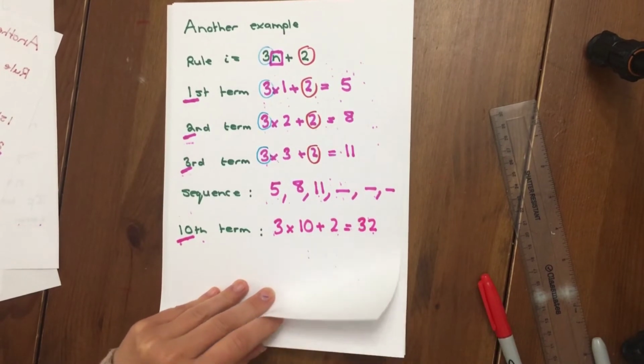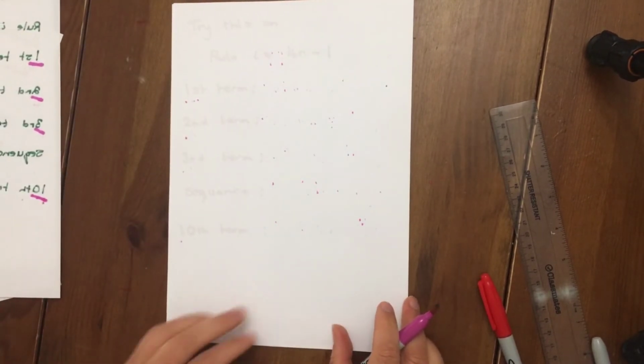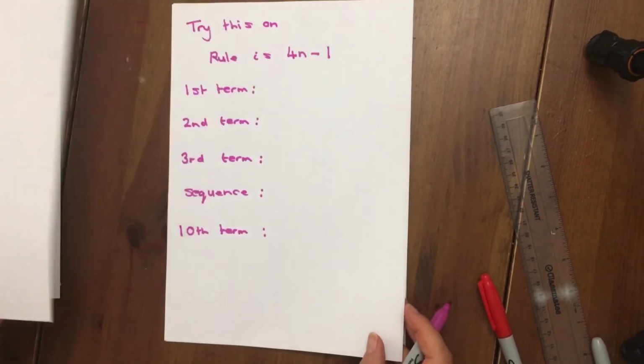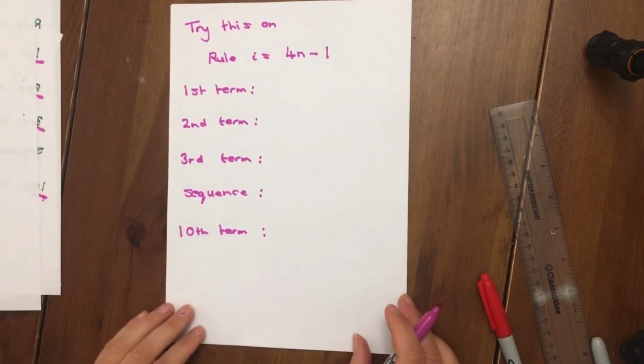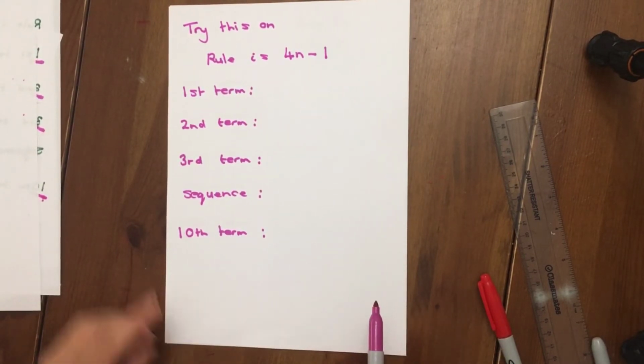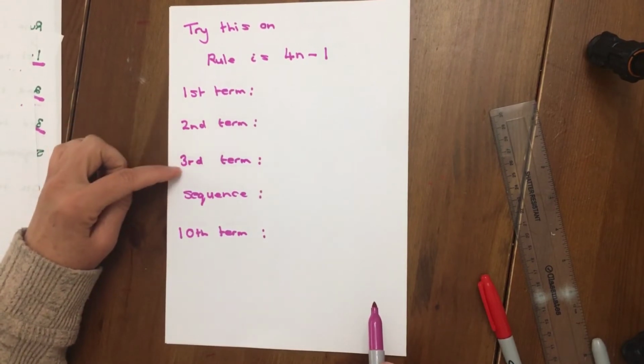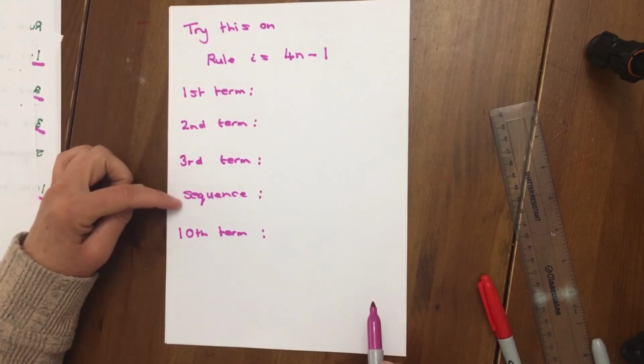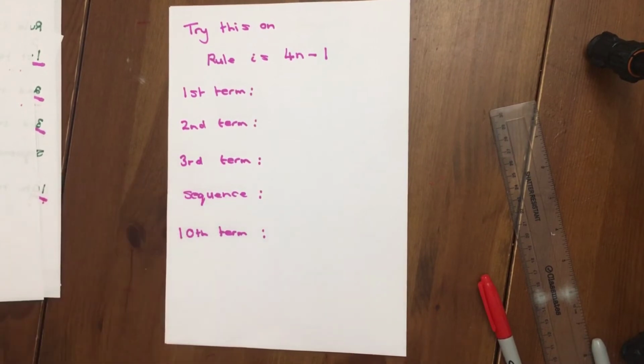Right, I'd like you to have a go now. I'd like you to try, please, this one. So pause your video and have a go at finding the first, second and third term. Write your sequence out and find the 10th term.